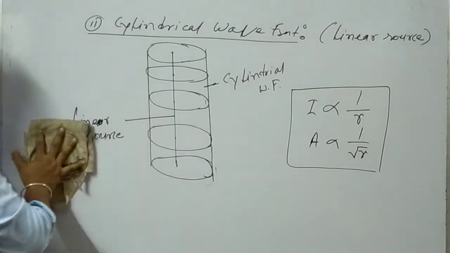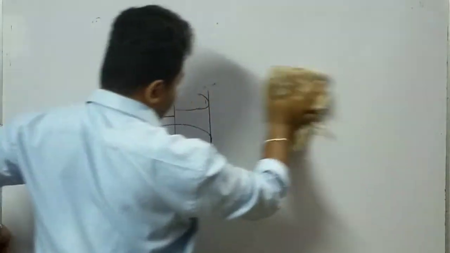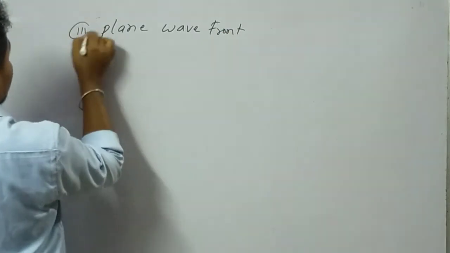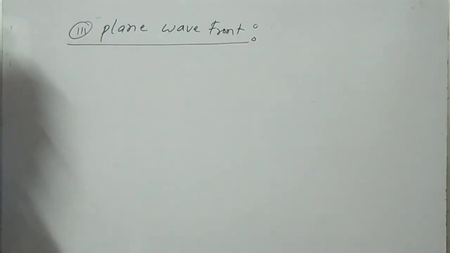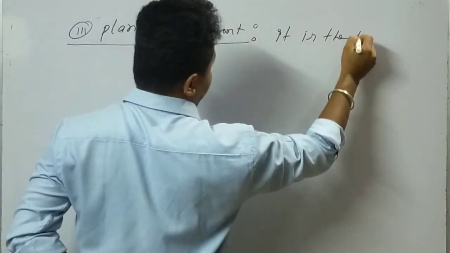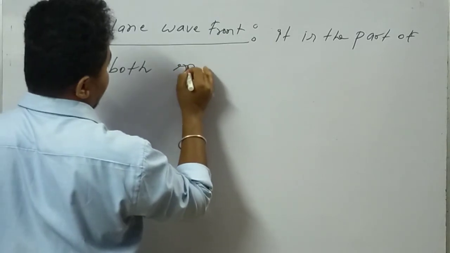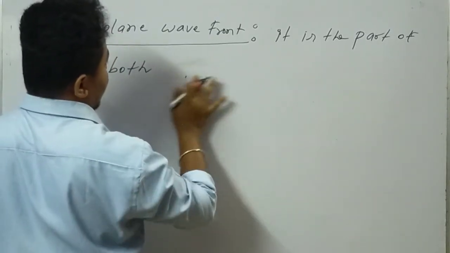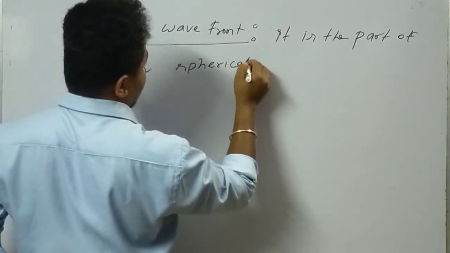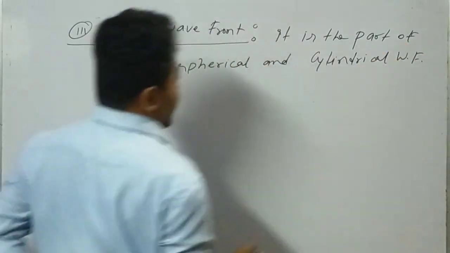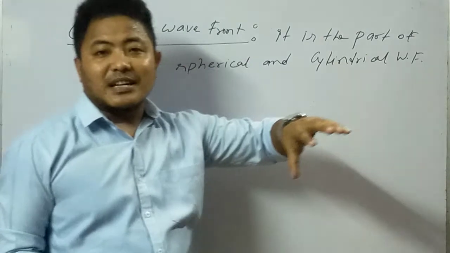Plane wavefront, you can write, is a small part of both cylindrical and spherical wavefront. Remember, plane wavefront. It is the part of both spherical and cylindrical wavefront. Am I clear? It is a part of both cylindrical and spherical wavefront.